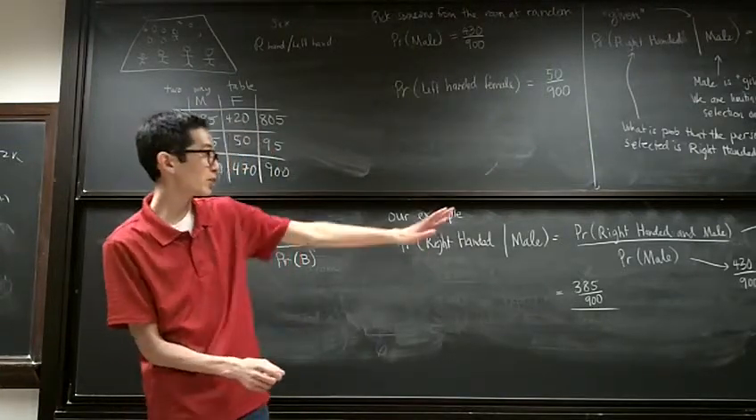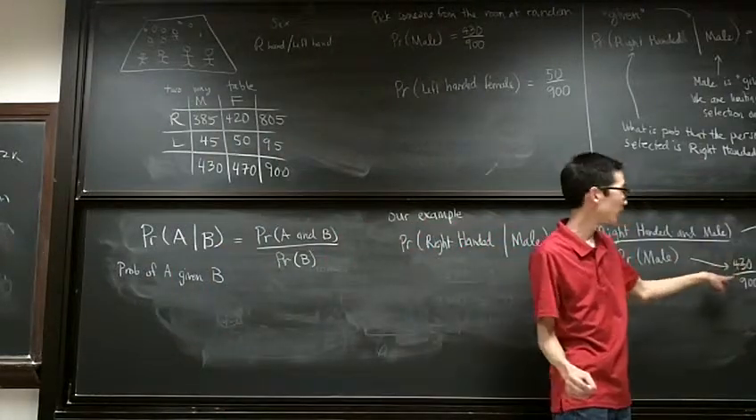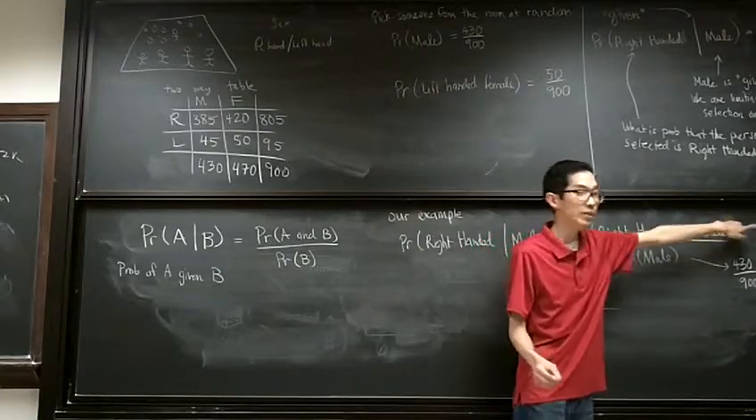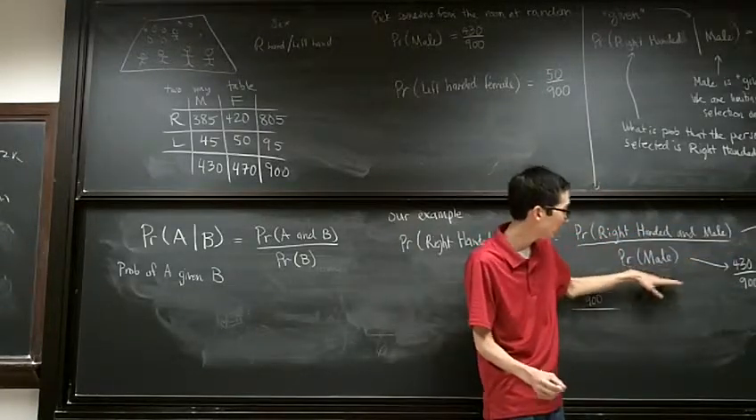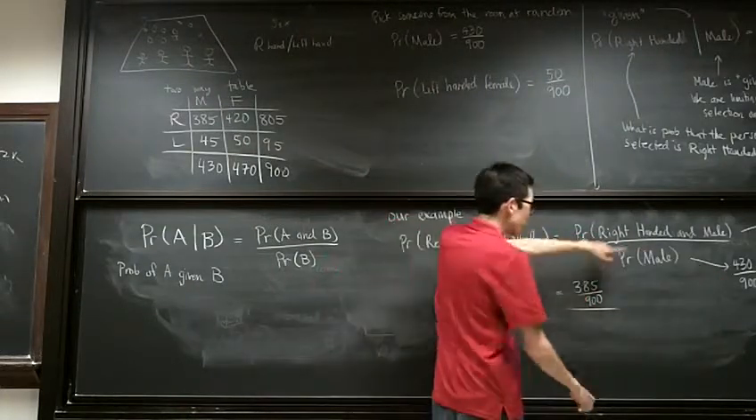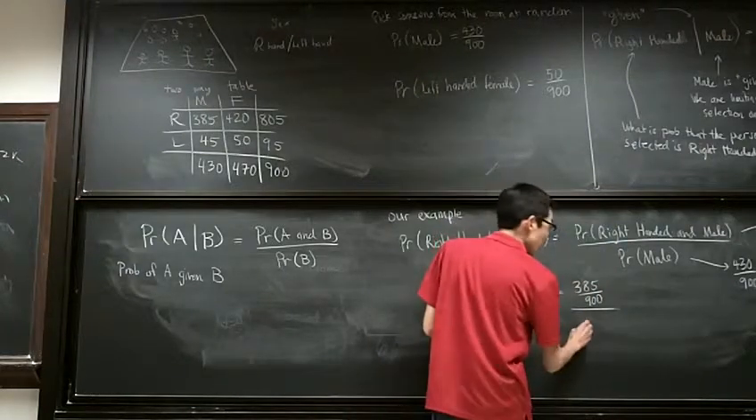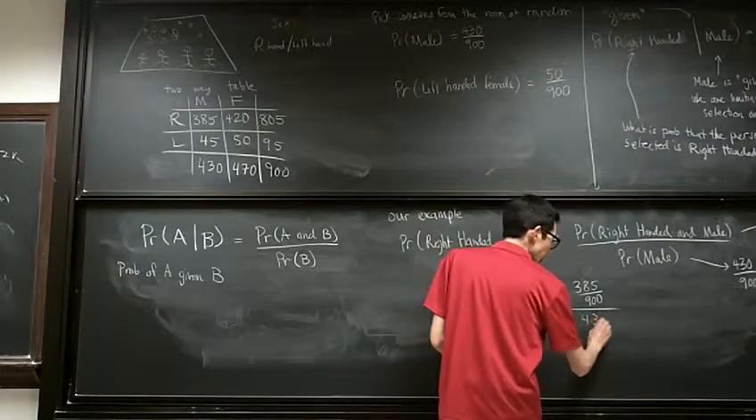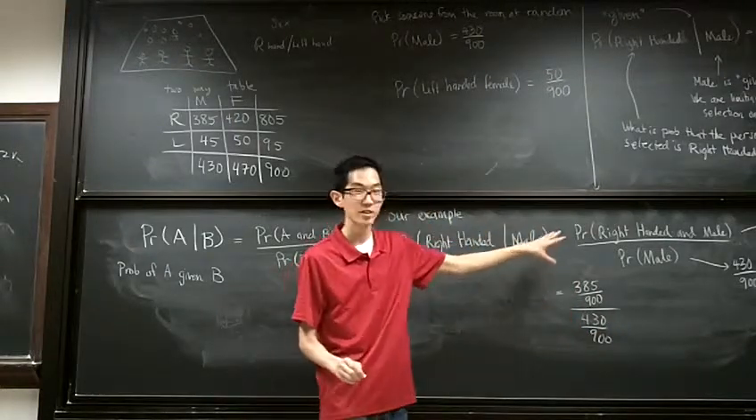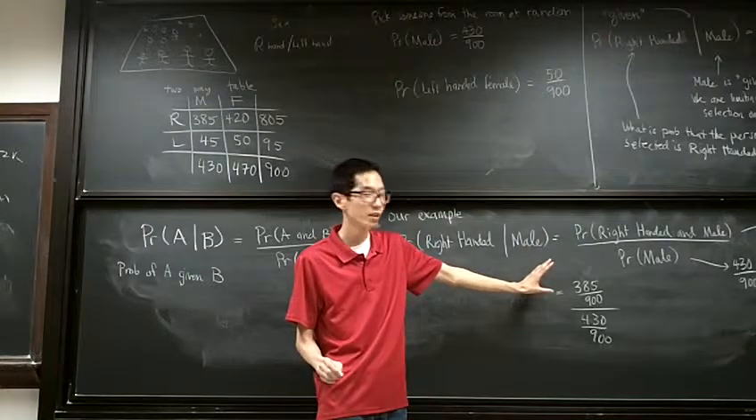All right. I just want to make sure that we're okay with getting 385 out of 900 here and 430 out of 900 here. We see right-handed and male, and we get this, and we see probability male, and we get this. So all I'm going to do is put 385 out of 900 on the top, and on the bottom I'm going to put 430 out of 900. Is this okay?